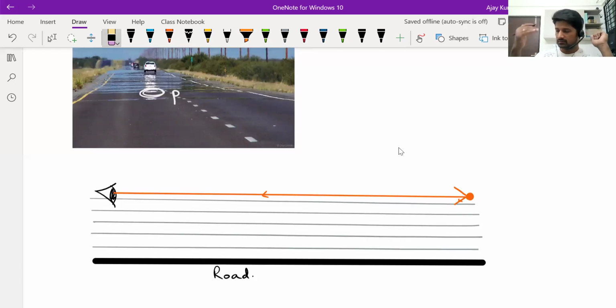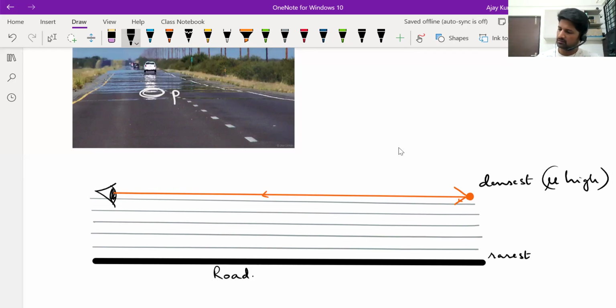Now, what happens to the density of air as you go down? The optical density decreases. Okay. So the layer which is next to the road is the rarest in terms of optical density. As you go up, the density increases. So this is the densest layer of air. As you go down, you will go to the rarest layer of air. So refractive index is high here. Refractive index is low here.